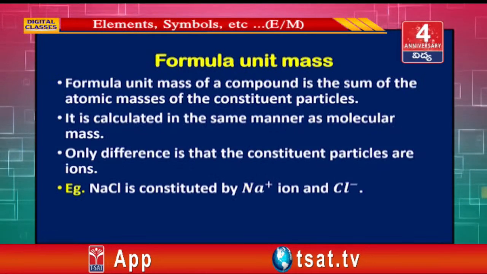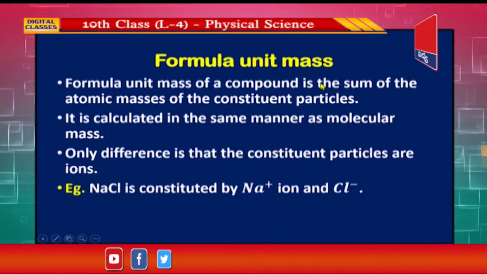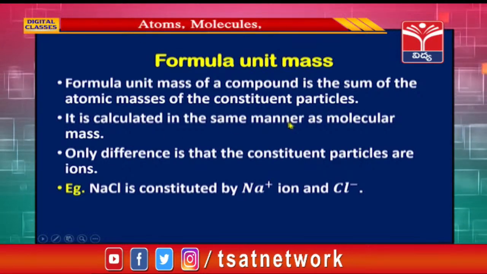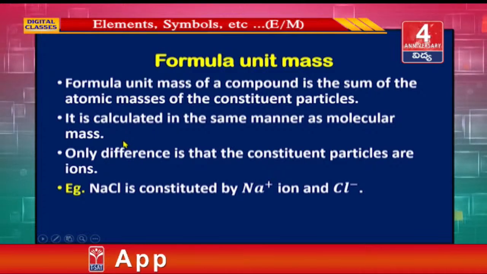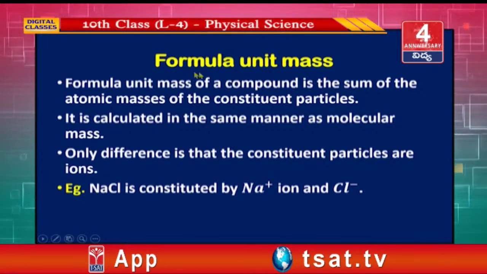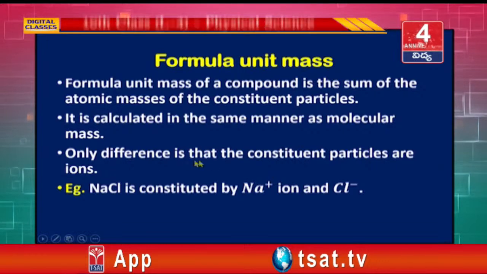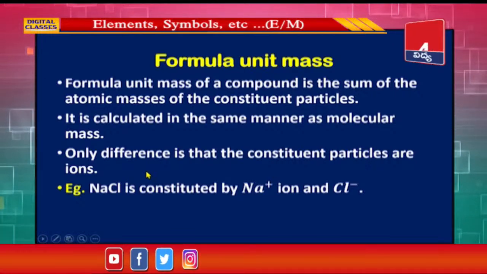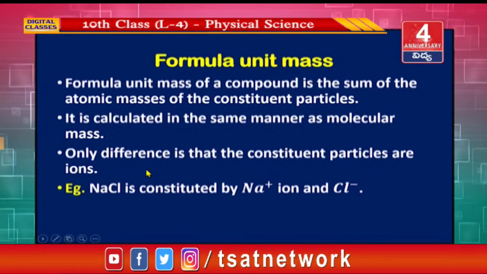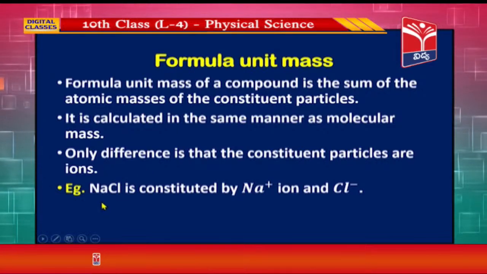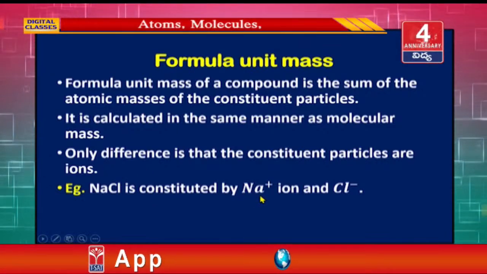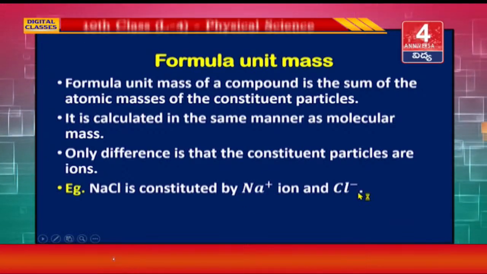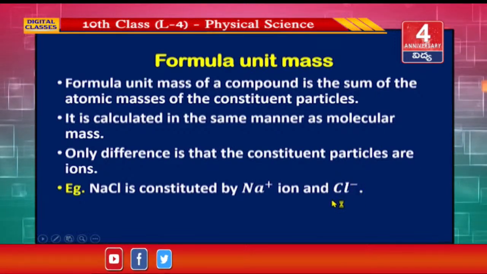Let us see what is formula unit mass. Formula unit mass of a compound is the sum of the atomic masses of the constituent particles. It is calculated in the same manner as molecular mass. Then why are we doing it again? Why are we giving it a different name? The only difference is that the constituent particles are ions. So, if we are calculating formula unit mass, then we are taking ionic compounds only, children. For example, sodium chloride is constituted by Na plus, that is the cation of sodium, and Cl minus, that is the anion of chlorine.